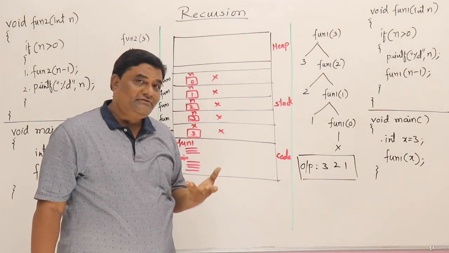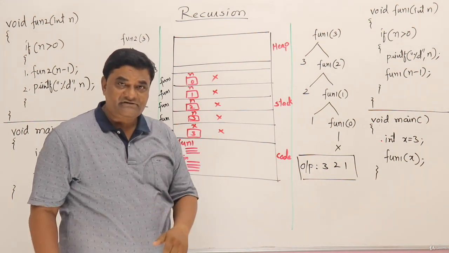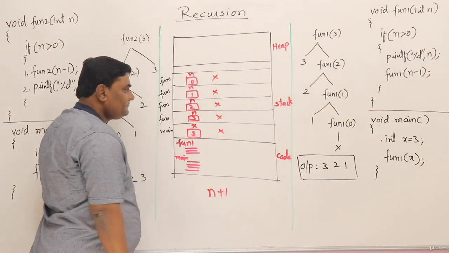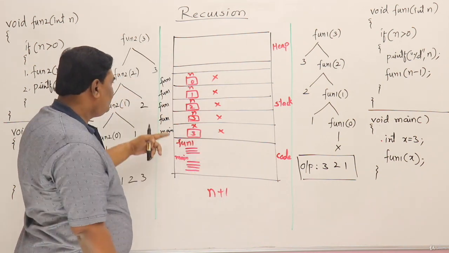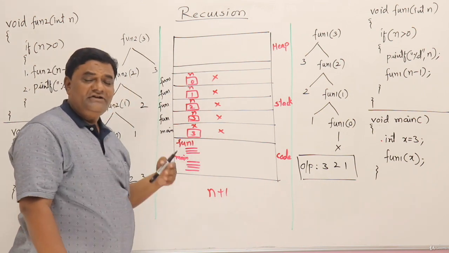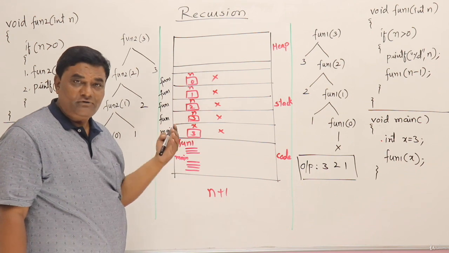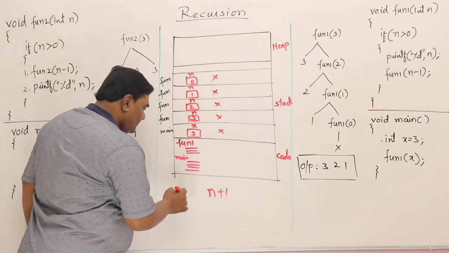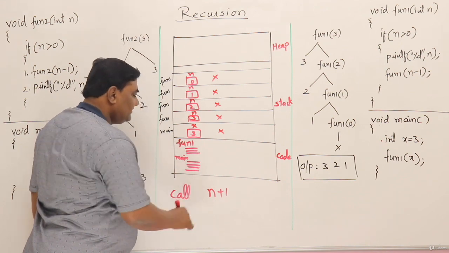So for value of n equal to 5, there will be 6 calls. So for n, there will be n plus 1 calls. So total n plus 1 calls. So how many activation records? N plus 1 activation records. So we can see that the number of activation records depends on the number of calls. So total calls are n plus 1.